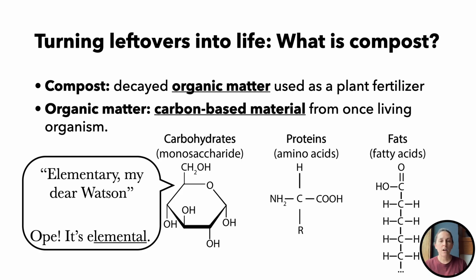So what we have here are 3 structures. On the leftmost side, we have a monosaccharide. This monosaccharide is glucose. It's one of the building blocks for making carbohydrate structures. And then in the middle, we have an amino acid. Amino acids are the building blocks for proteins. And then finally, over on the right side, we have a fatty acid. And this, in combination with glycerol, will make up our fats.